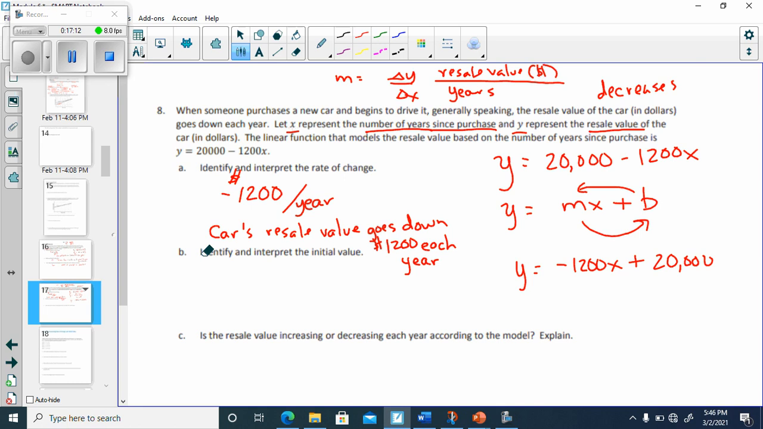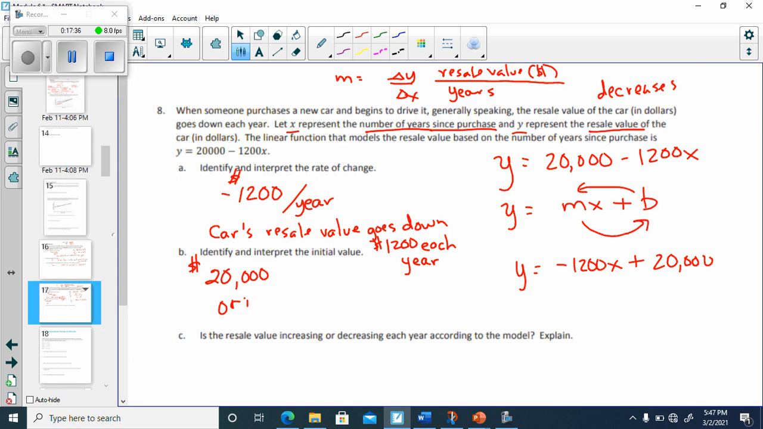Okay? Identify, interpret the initial value. The initial value, well, that would be your B. That's 12,000, right? And what does that mean? Well, if we're talking about the resale value of the car, wouldn't this be where the car started? Well, isn't that the original value of the car?